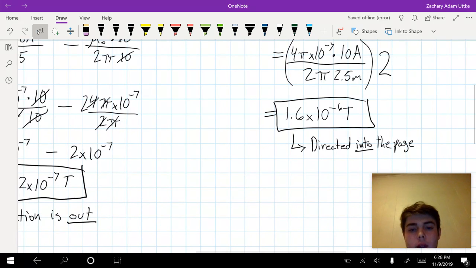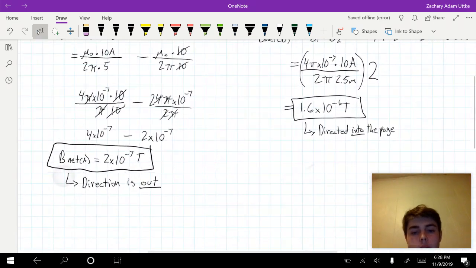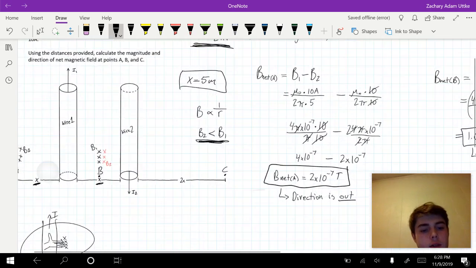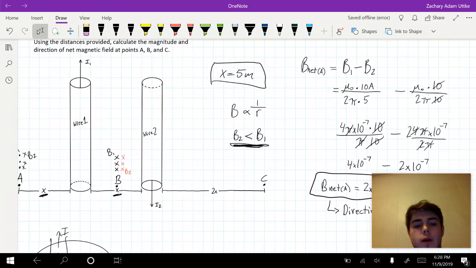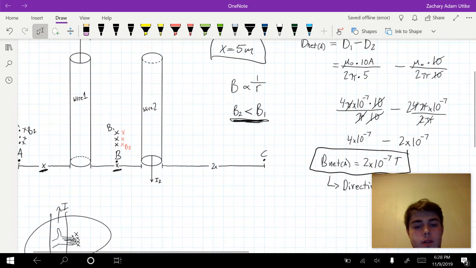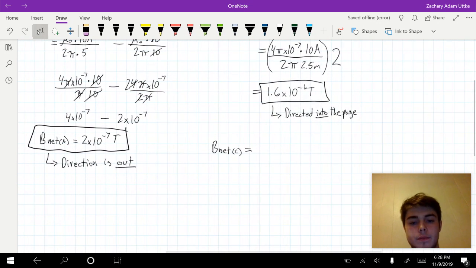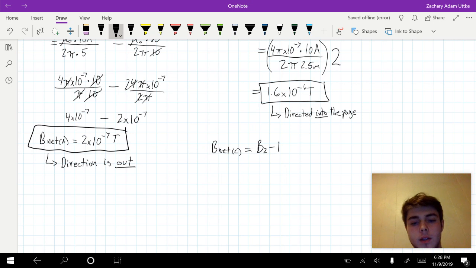Okay. And lastly, let's work on point C. So B net C equals, and again, just looking at this conceptually, we can see that wire 2 is closer to point C than wire 1 is. So the strength of the field produced by wire 2 is going to be greater than the strength of the field produced by wire 1. So in that case, B2 is going to be stronger than B1. So we're going to do B2 minus B1.